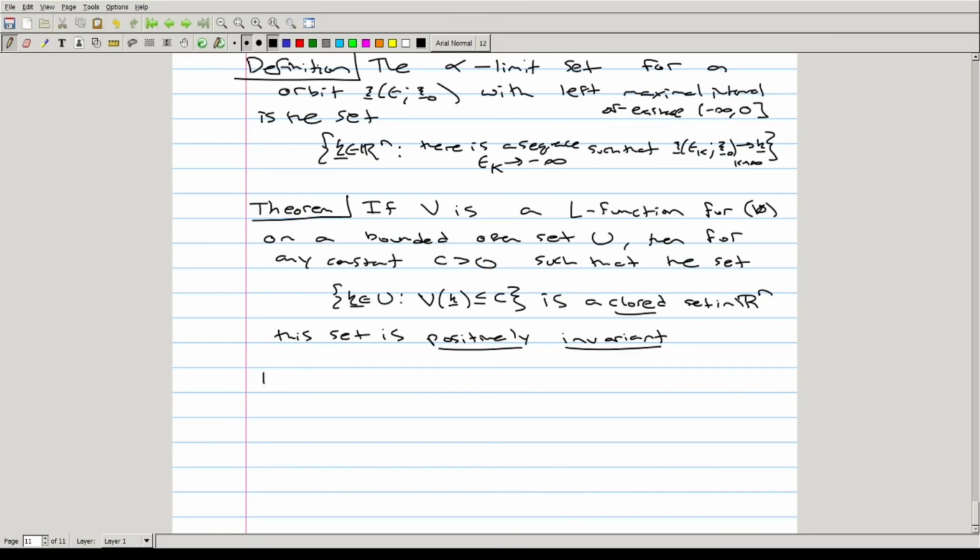Like I said, the proof of this is in the book. But this definition allows us to go through and come up with a better theorem that allows us to address the problem that we had in using Liapunov functions for the pendulum example. This is called the LaSalle invariance theorem.